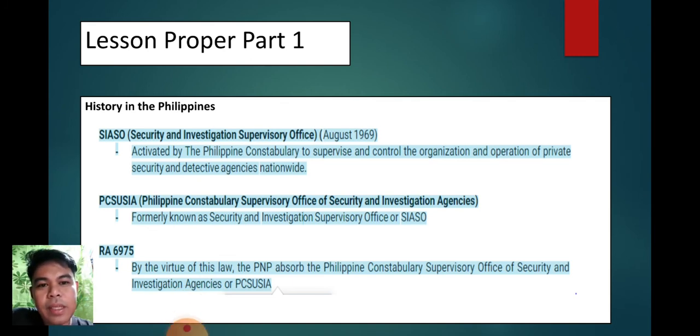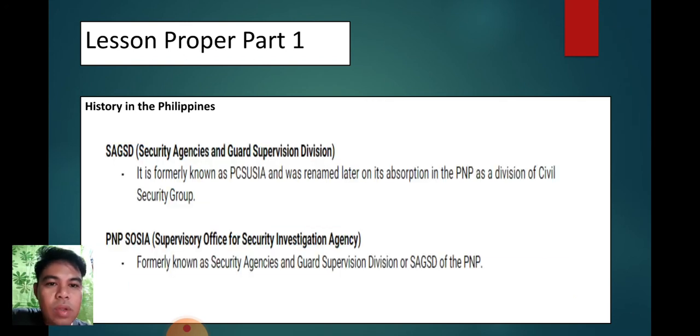SIASO is now reformed as PC SOSIA at that time. Another law was passed then, Republic Act 6975. By virtue of this law, the PNP absorbed the Philippine Constabulary Supervisory Office for Security Investigation Agency, PC SOSIA. So when the PC was dissolved, it was immediately absorbed by the PNP, and it is called SAGSD, Security Agency and Guard Supervision Division. Because of the PNP absorption as a division of the Civil Security Group, it was reformed again as PNP SOSIA, Supervisory Office for Security Investigation Agency, formerly known as the Security Agency and Guard Supervision Division, SAGSD of the PNP. The names keep changing, class.